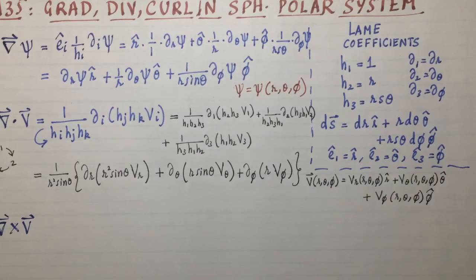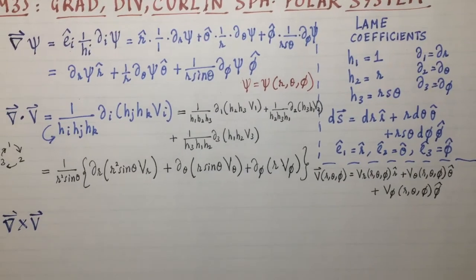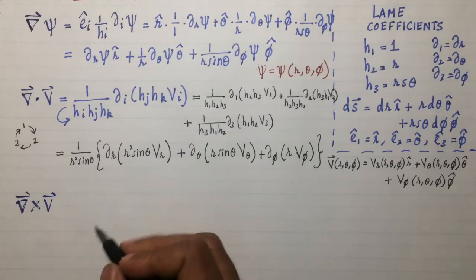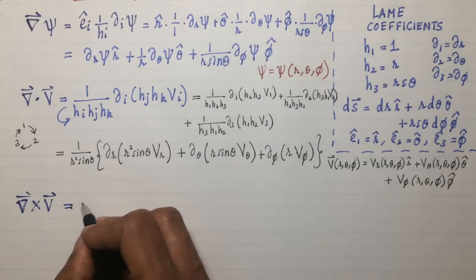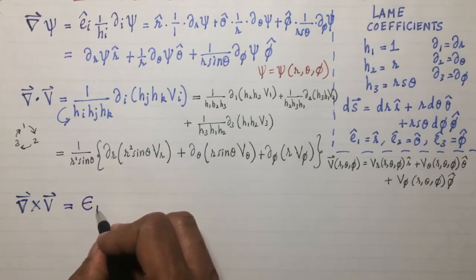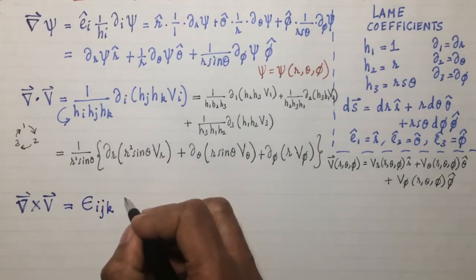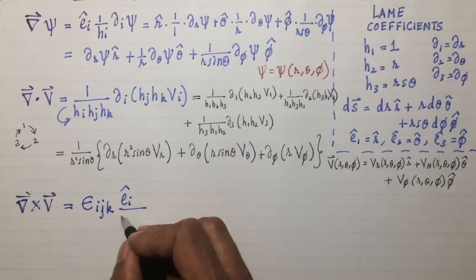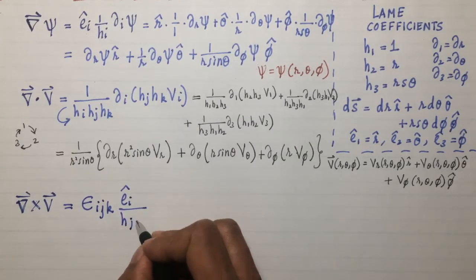Done. We have found the divergence of a vector field. That same vector field, let's now find its curl. The curl is quite a beast to find. The formula for the curl is, once again, a cyclic sum of epsilon ijk e sub i hat divided by the remaining Lamés.